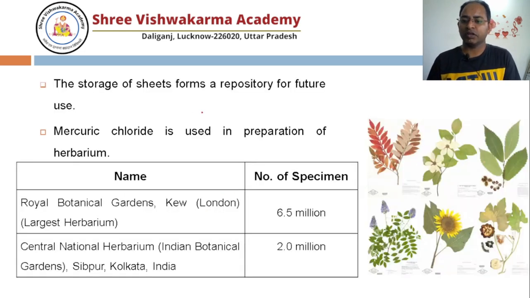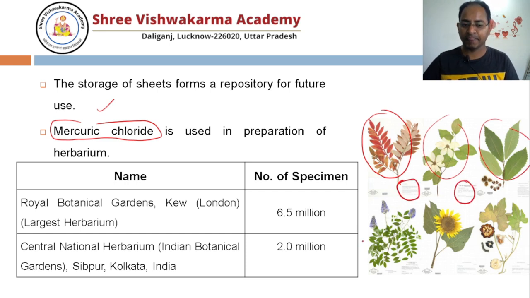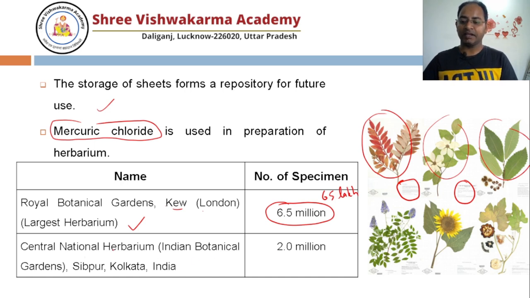For the storage of specimens as a repository for future use, to keep a herbarium file more durable, we use one chemical that is known as mercuric chloride. So you can see the different herbarium files here. See, all the details have been written here. Although it is very minute and you cannot read it, you will understand. So what is the name of the biggest herbarium? The Royal Botanic Gardens in Kew, London, is the largest herbarium, and they have stored almost 6.5 million, that means 65 lakh, specimens. In India, the Central National Herbarium is located in the Indian Botanical Garden in Shibpur, Kolkata. In India, around 20 lakh specimens have been made into herbarium files.